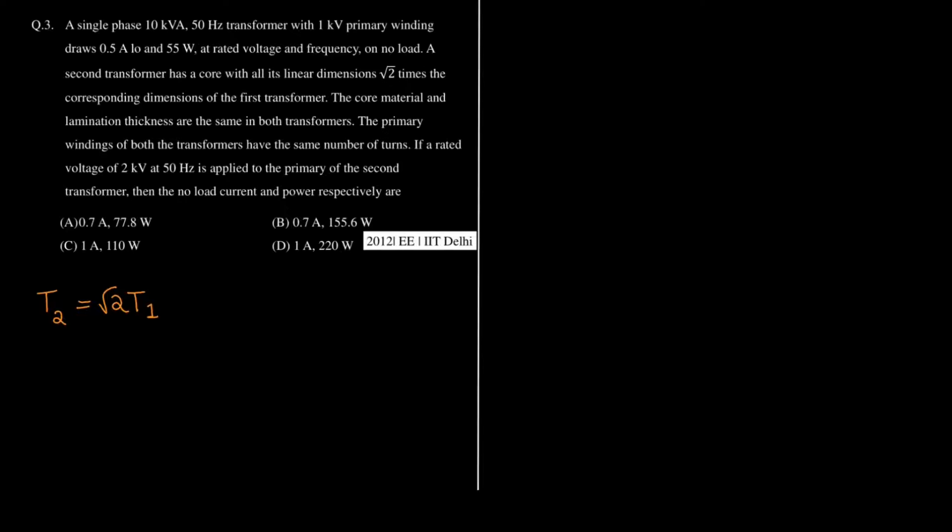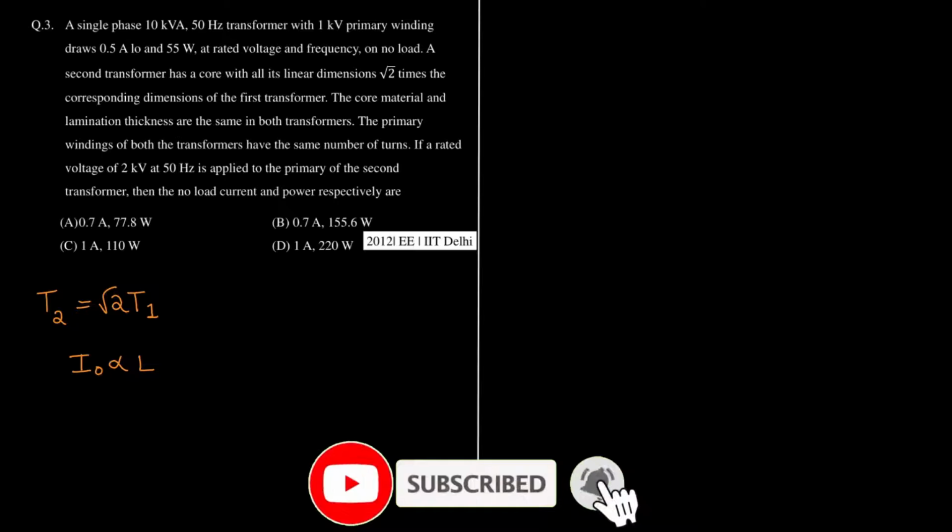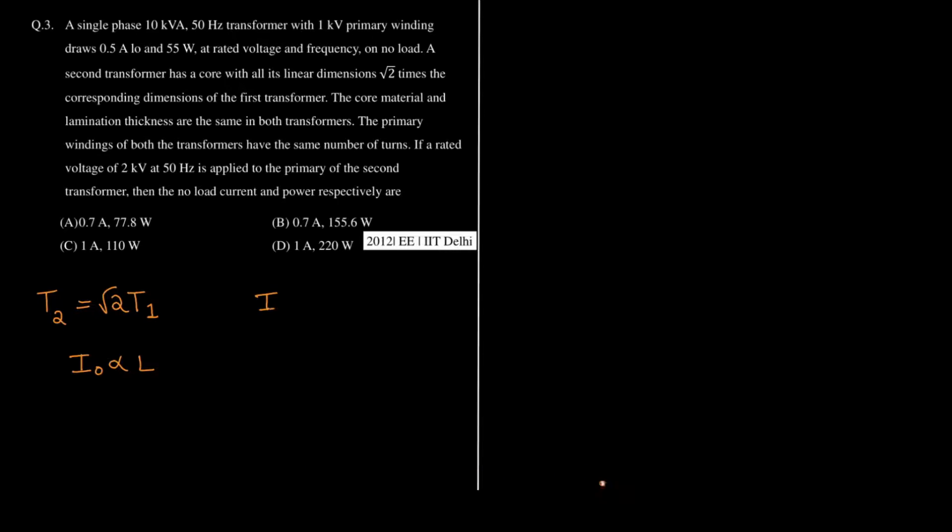In that question which I had solved based on linear dimension, I told that no load current will be directly proportional to linear dimension. If you don't get how I wrote this, you should be watching that video first. So now we know the no load current for transformer 1 is 0.5 amps. If it is directly proportional to its linear dimension, then we will have the no load current of transformer 1 divided by the no load current of transformer 2 as the linear dimension of transformer 1 divided by the linear dimension of transformer 2.